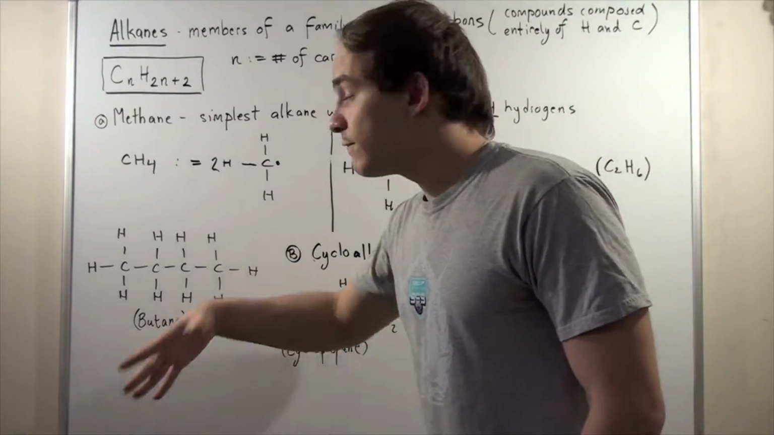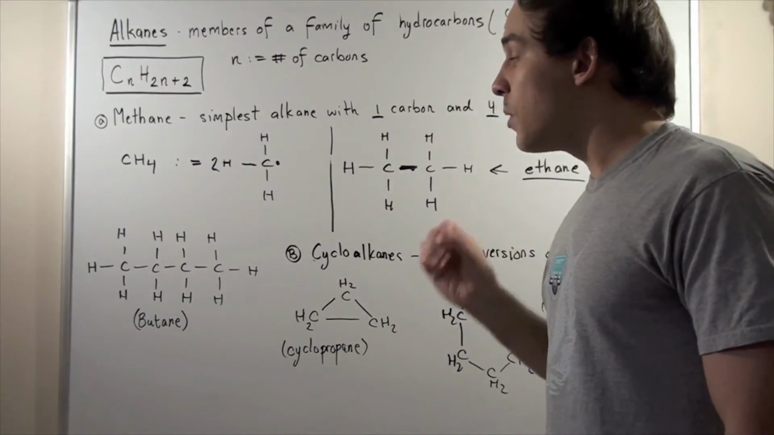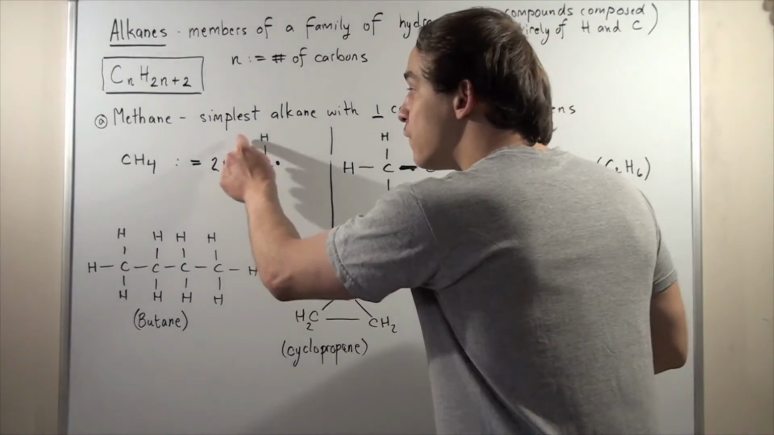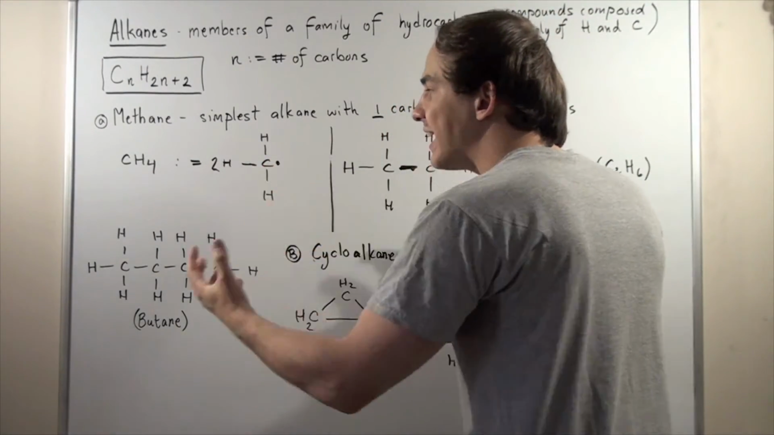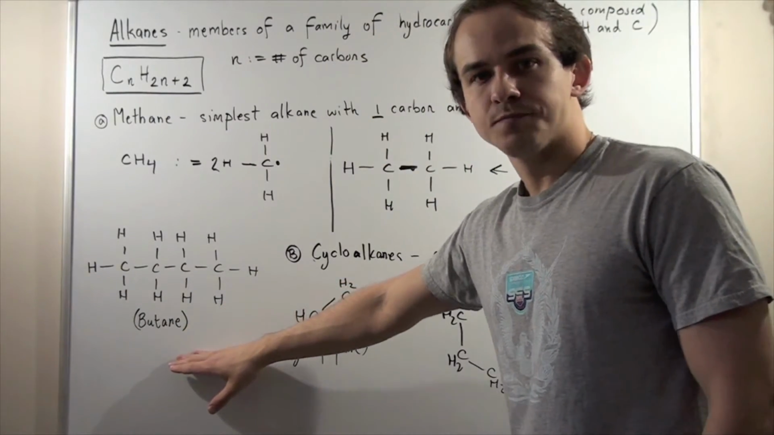Now, butane, for example, is another type of alkane that's composed of 4 carbon atoms. So I essentially took 4 of these molecules, I combined them, and I got the following butane molecule.